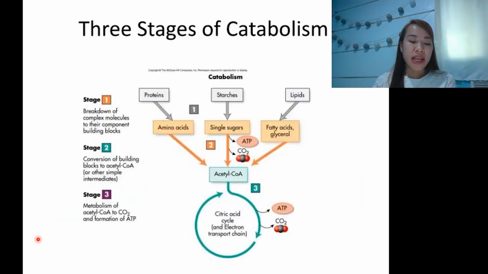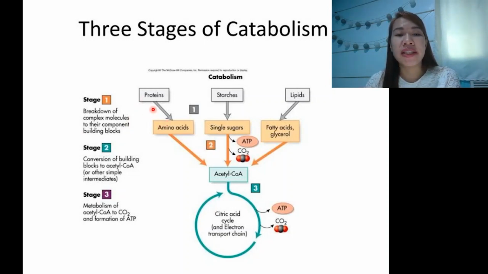So in this next slide, we see here the 3 stages of catabolism. So breaking down, destroying. So the first stage is you're going to break down complex molecules first to their component building blocks. You have to know that the building blocks of protein are amino acids, and breaking it down to amino acids is just the first step of catabolism. Starch, on the other hand, is broken down into simple sugars, or single sugars rather, and lipids are broken down into fatty acids and glycerol. So these three here are the building blocks.